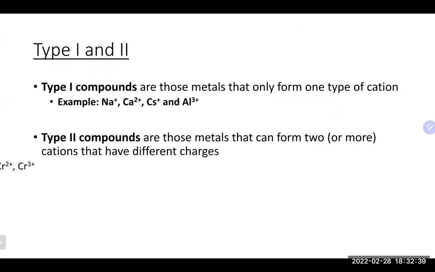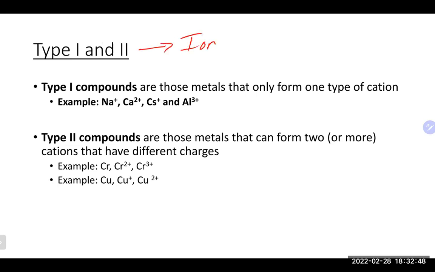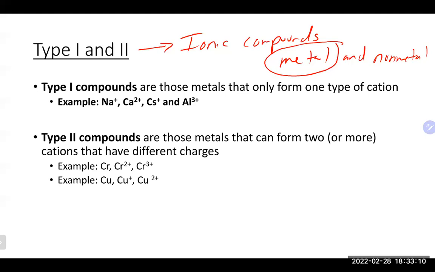So let's talk a little bit about type 1 and type 2 compounds, as they're sometimes referred to. Type 1 and type 2 compounds are both ionic compounds, which means what we are dealing with here is a metal and a non-metal. And whenever you have a metal and a non-metal together, the one that is the most important is always the metal. It is always the most important one in terms of how you properly name it.